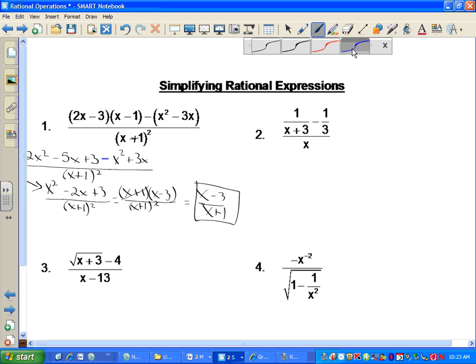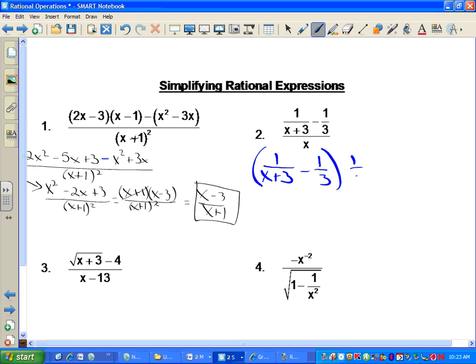There's several ways to do number 2. We might actually do 2 ways here. The first way, you might just think of, instead of dividing, let's multiply by the reciprocal. So this does mean 1 over x plus 3 minus 1/3, divided by x, correct? That's what it says. But instead of dividing, we could multiply by the reciprocal. So it's times 1 over x, which is fine to do it that way.